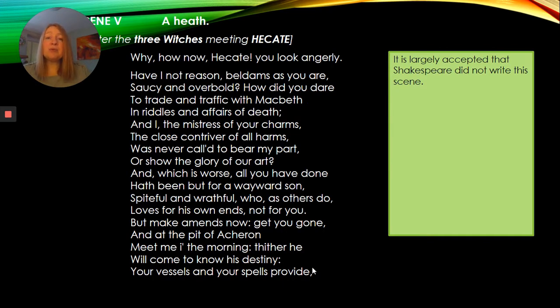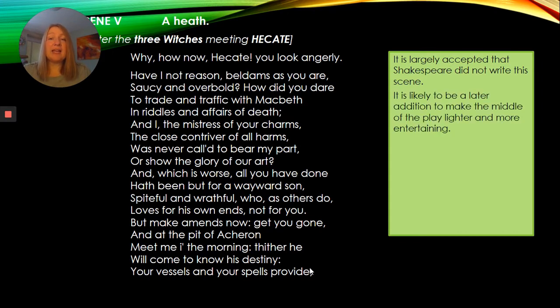The most important thing to say is that it is widely believed that Shakespeare did not write this scene. It's a later addition to the play. And so we've got to treat it very carefully, because we can't build any of our theories about what happens in the play around this scene, because we don't believe it was part of the original play. It's likely that it was added later, possibly even 100 years later, to make the middle section of the play a little bit lighter and more entertaining for the audience.